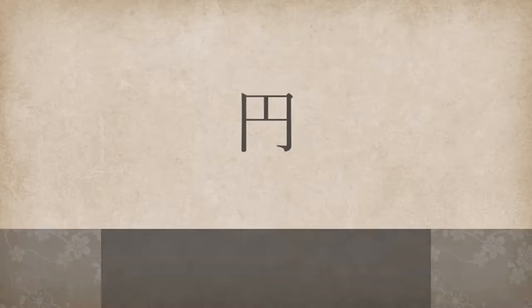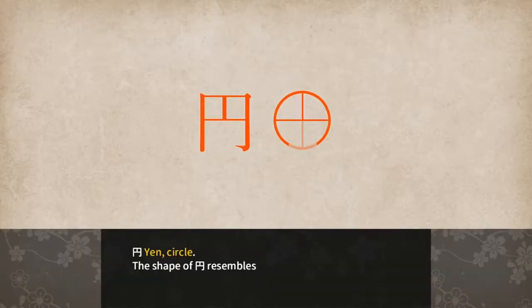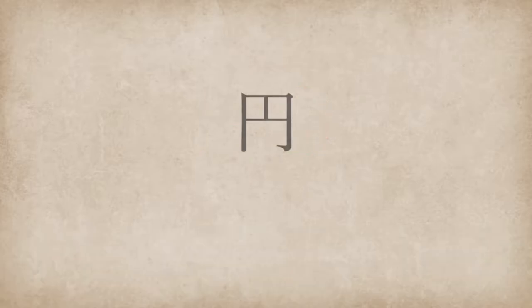We've already seen this one. Maru. Yen or circle. Maru for kun'yomi and en for on'yomi, written with 4 strokes. The shape of en resembles a circle like a yen coin.